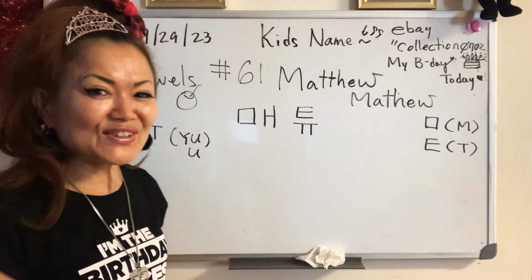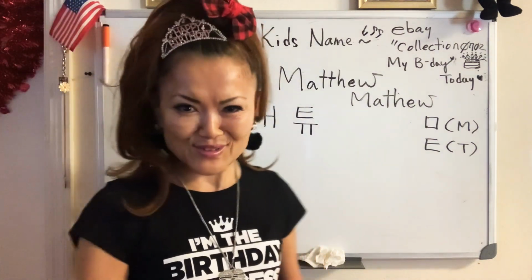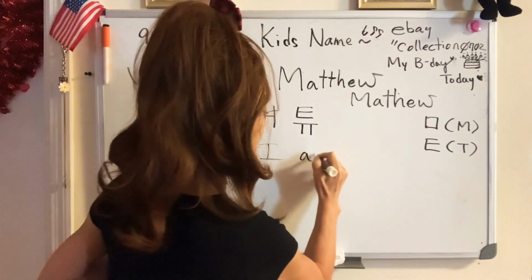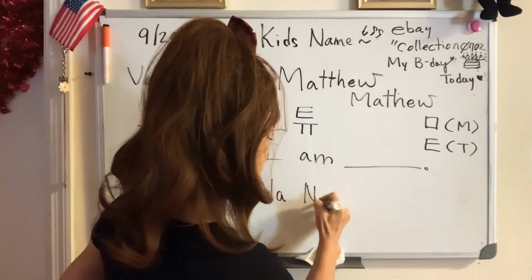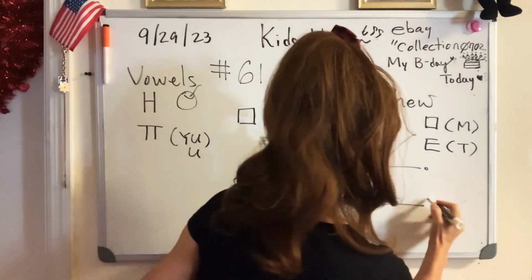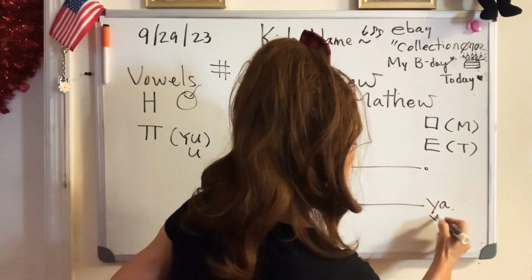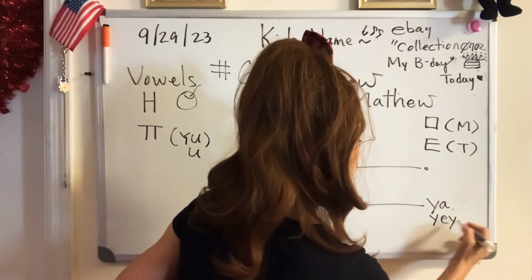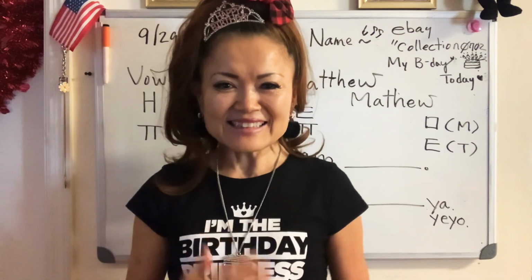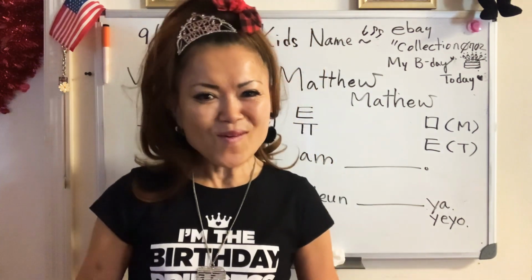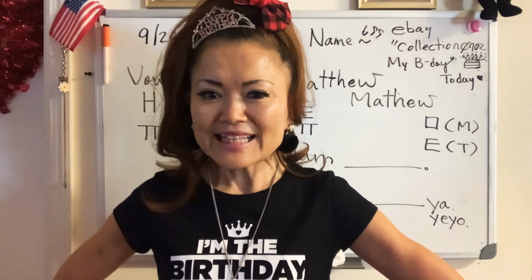Okay, guys, let's continue. How do you say, I am Matthew? Let's do it. All right. I am Matthew in Korean. Please repeat it after me, Sunny. Yeah. 나는 Matthew야. Or, 나는 Matthew예요. Either one. Okay, let's practice, guys. 나는 Matthew야. Or, 나는 Matthew예요. Awesome. One more time, please. 나는 Matthew야. 나는 Matthew예요.